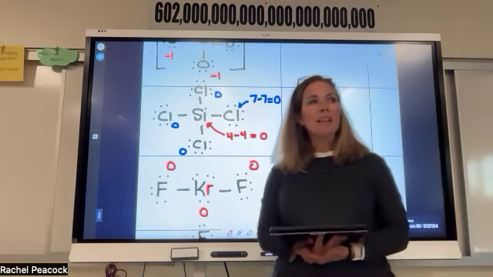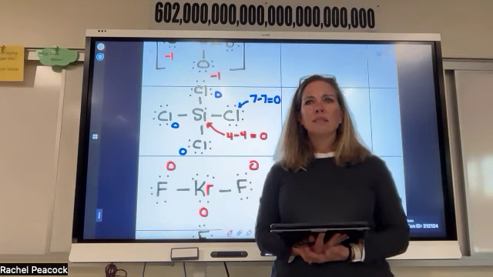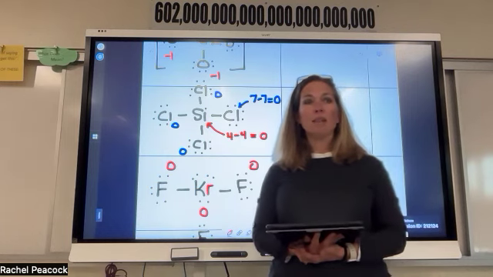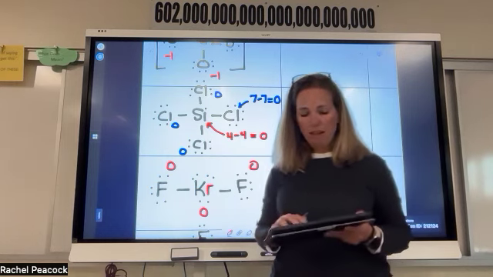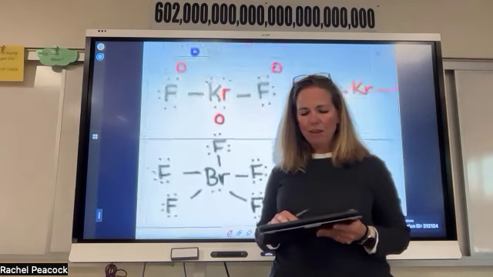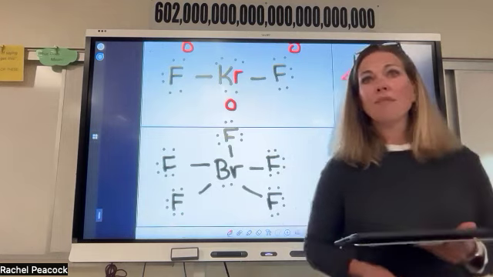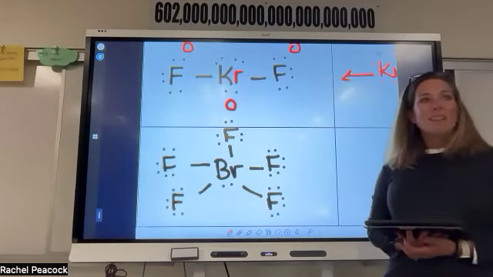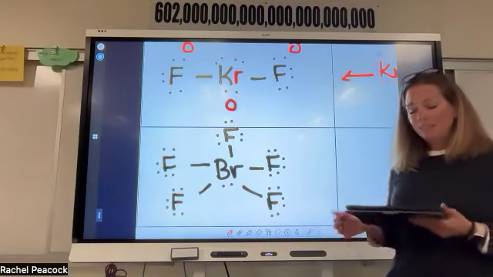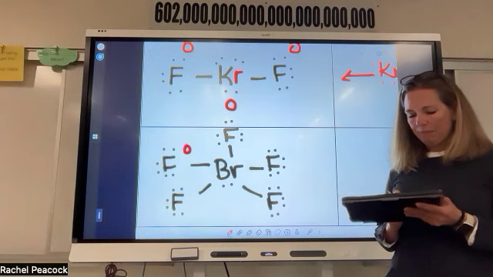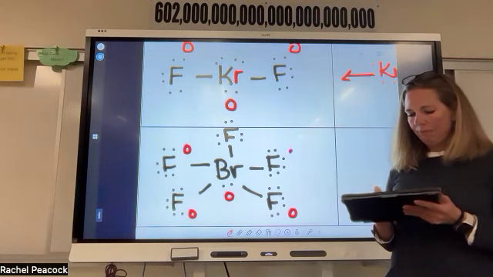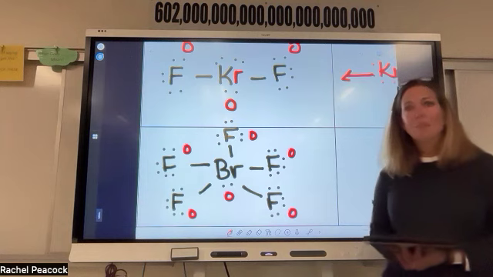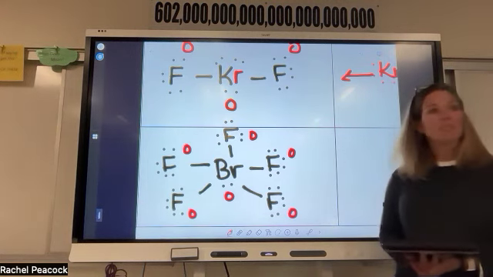Is there a step that says question the method? No. So did you draw what you were supposed to, whether you thought it was right or not? Yes. Okay. Here's what you should have drawn. Here's BrF5. What are the formal charges on everything? 0. Okay. Those are the correct structures.